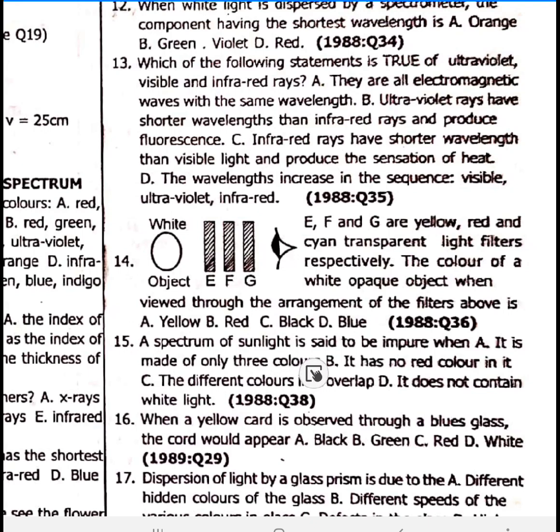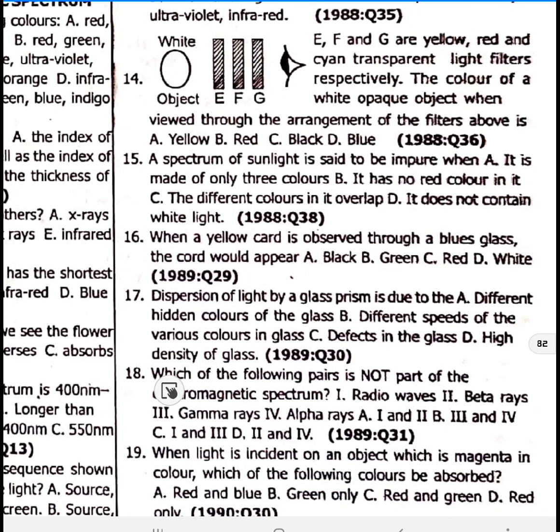Next. A spectrum of sunlight is said to be impure when the different colors in it overlap. Option C. 16. When a yellow card is observed through a blue glass, the card would appear black. 17. Dispersion of light by a glass prism is due to different speed of various colors in light.